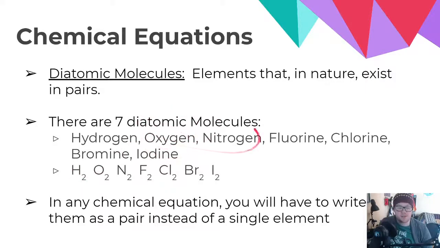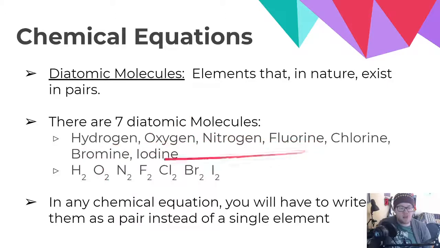The same with oxygen, nitrogen, fluorine, chlorine, bromine, and iodine. All of these elements in nature exist as diatomics. They exist as two atoms. Di means two, atomic means atoms. So in any chemical equation, if it says combining hydrogen and oxygen, for example, you would need to remember that hydrogen means H2, and oxygen means O2.